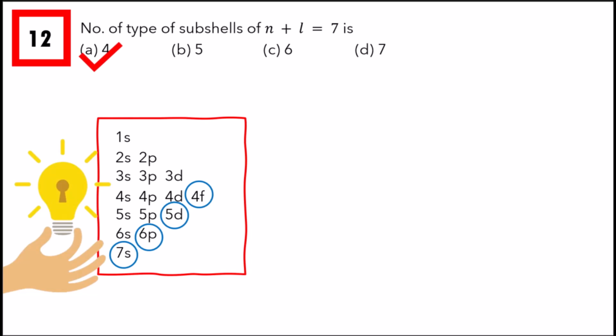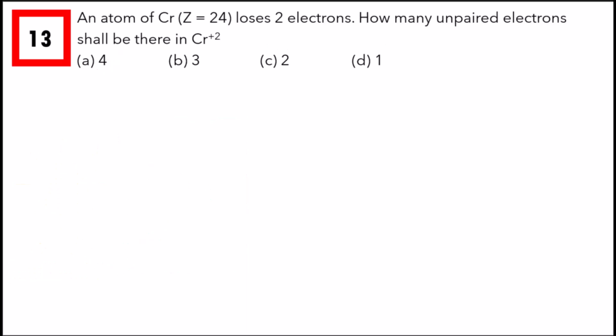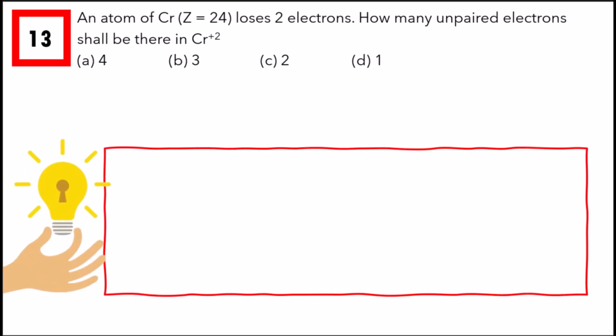Here it is asked the number of types of subshells. So we have 4 types of subshells observed in which the value of n plus l equals 7. The next one is about chromium, and in the case of chromium, the electronic configuration is argon 3d5 4s1. It is an exceptional configuration. Due to exchange energy, it does not follow the Aufbau rule.